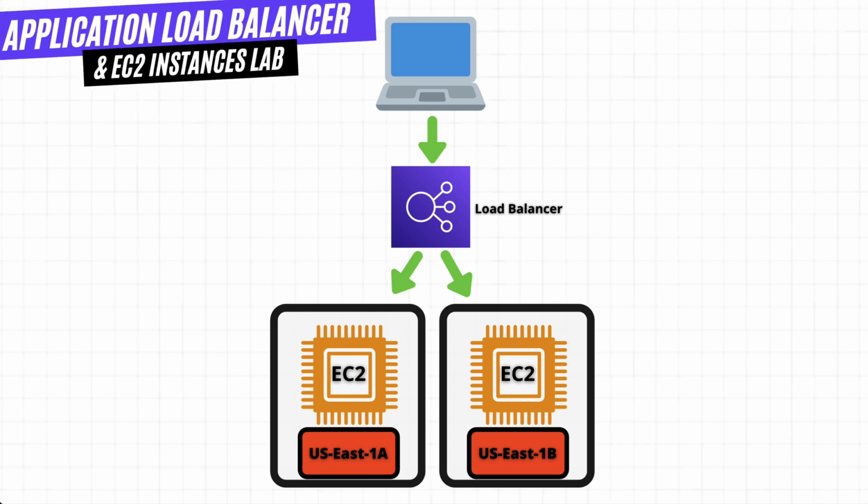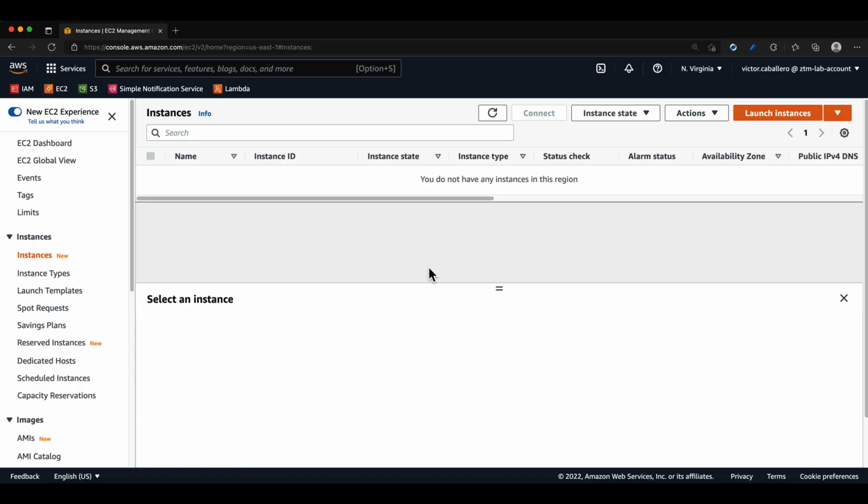Welcome back. In this lab, we will go over how to deploy an application load balancer with two EC2 instances. The EC2 instances will have an HTML page that will display their internal IP address. Let's get started. In our EC2 console page, we will first launch our two EC2 instances.